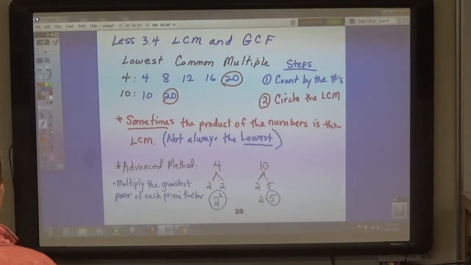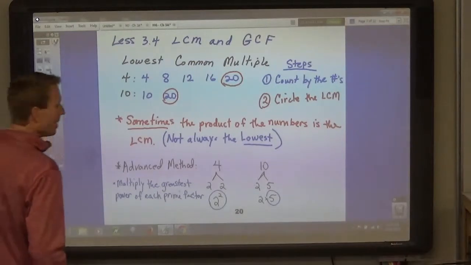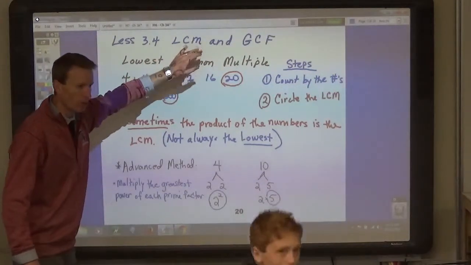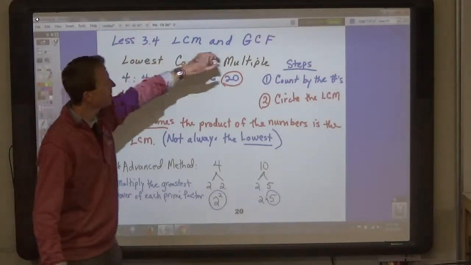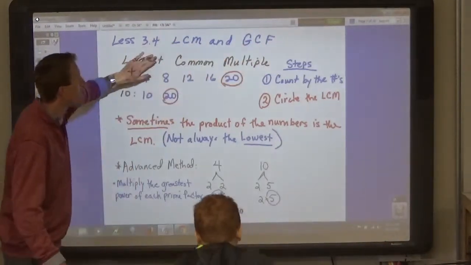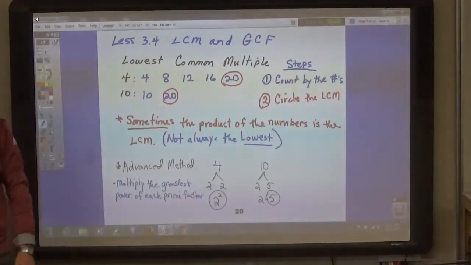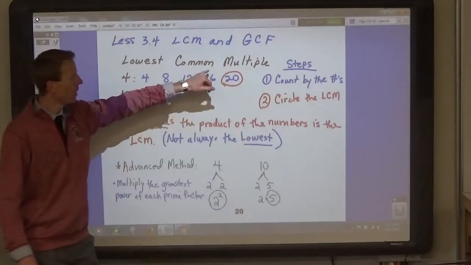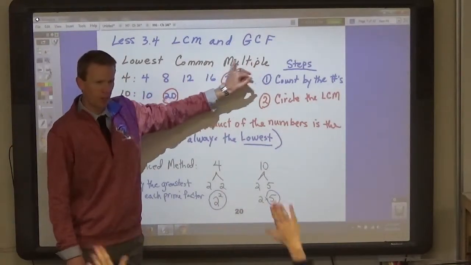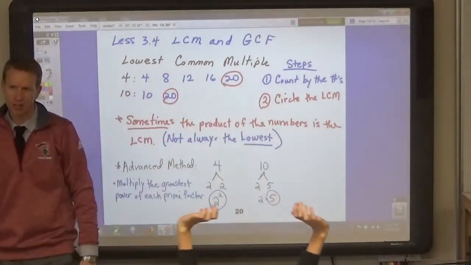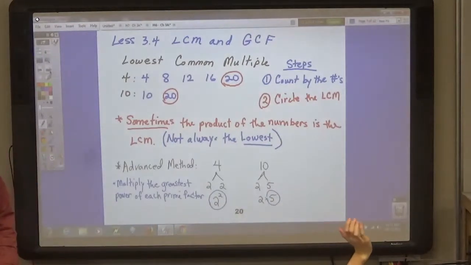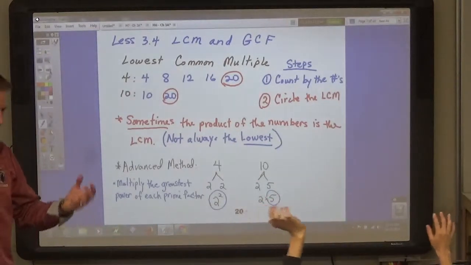Lesson 3.4 is on the lowest common multiple and greatest common factor. We're only going to talk about the lowest common multiple today. A multiple of a number. Okay? Multiple, what word do you think of when you see multiple? What is related to multiple?